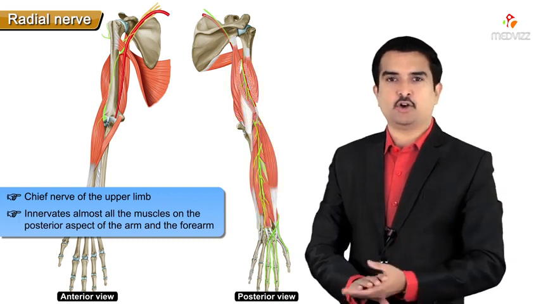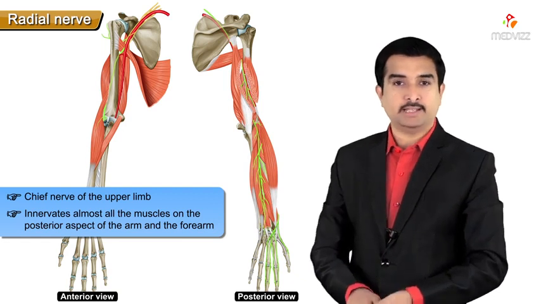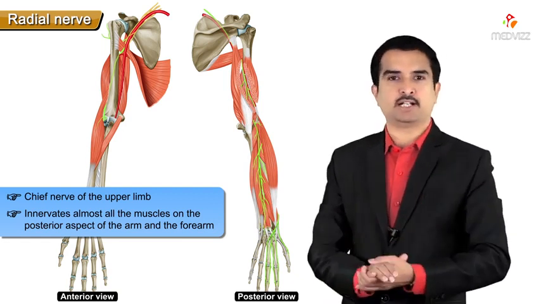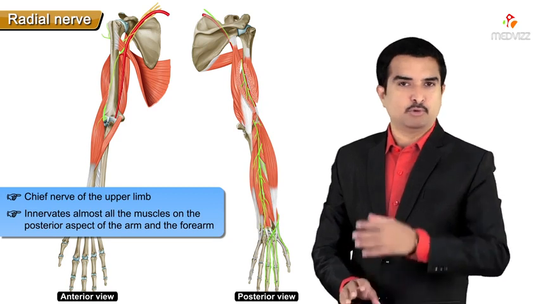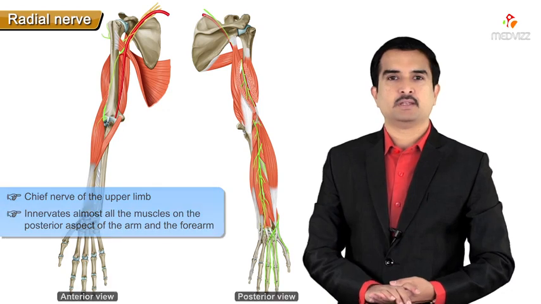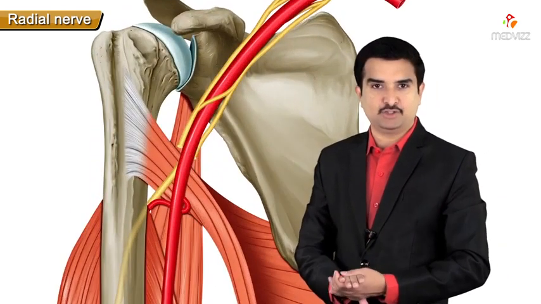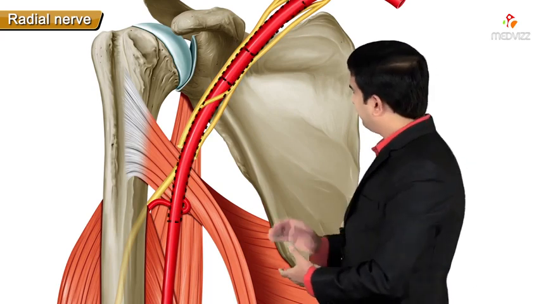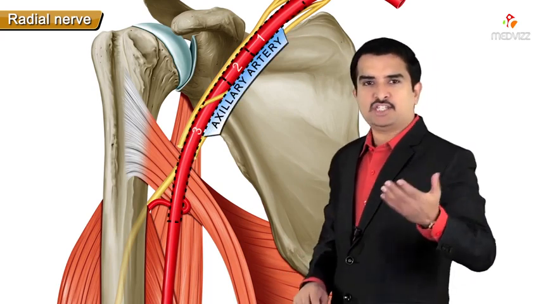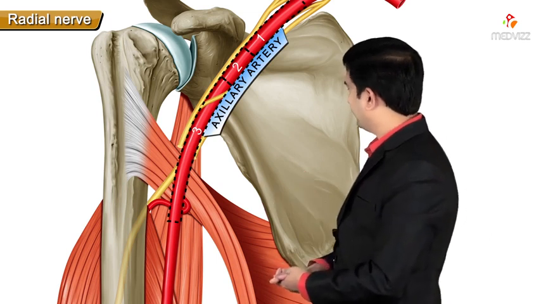That is the reason we call it the nerve of the posterior compartment of the arm and the nerve of the posterior compartment of the forearm. So both of these are extensor muscles of the upper limb. So if you see the location of the radial nerve in the axilla, it is pretty easy to identify in relation to the third part of the axillary artery, right?